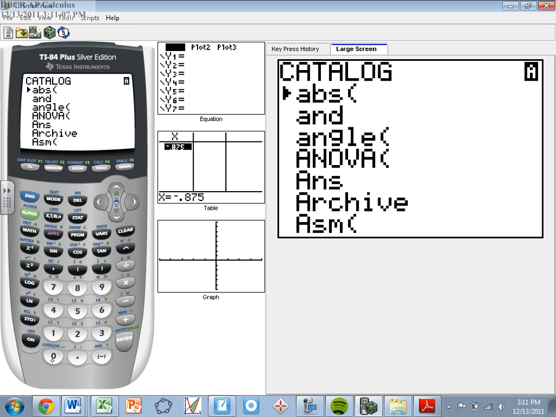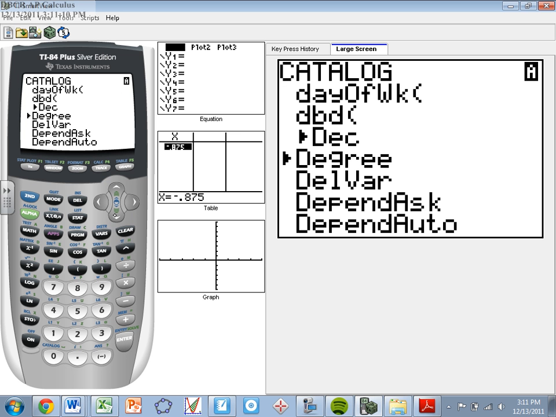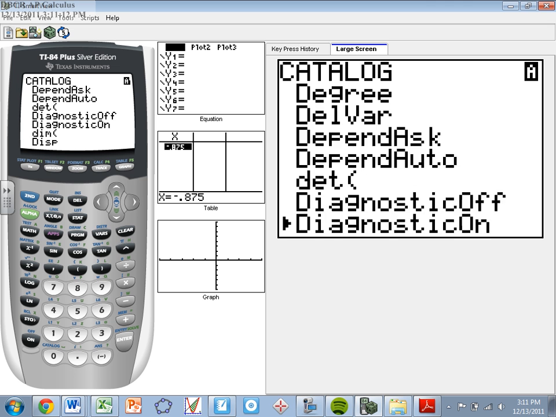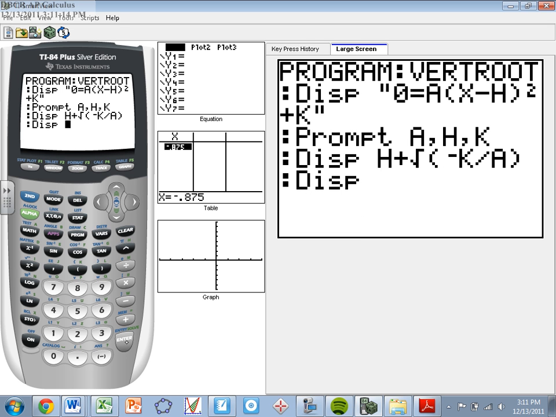Second catalog, I go to the D, I drop down until I get to display, I hit enter. Now I want to display H minus. So I press alpha H, let's try that again, alpha H minus the square root of negative alpha K over alpha A, close parentheses, enter. So those 2 lines right there have given us our answers. Those are the roots, that's what it's going to answer.